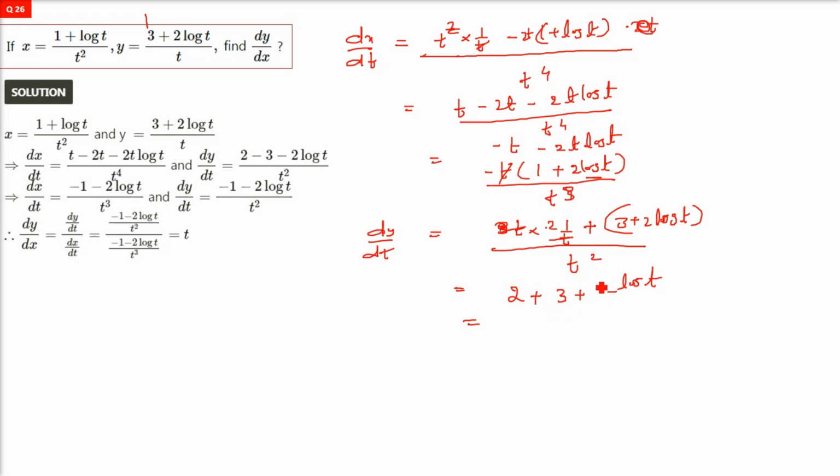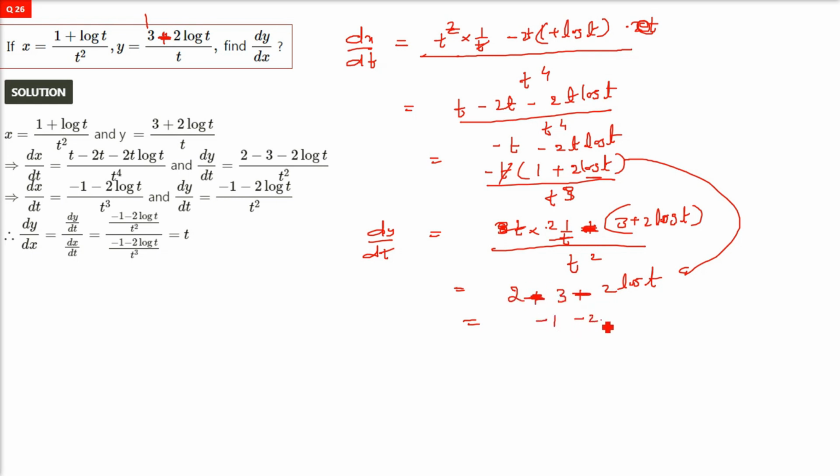So it will be 2 plus 2 minus 3 plus 2 log t. So let us do this. 2 minus, so it will be 2 minus 3 minus 2 log t. And then 2 minus 3 is going to be minus 1 and minus 2 log t. So it is now matching what we have in the dx by dt. This is negative. Okay. So this is negative. This is negative. 2 minus 3 is minus 1. And this is minus 2 log t.